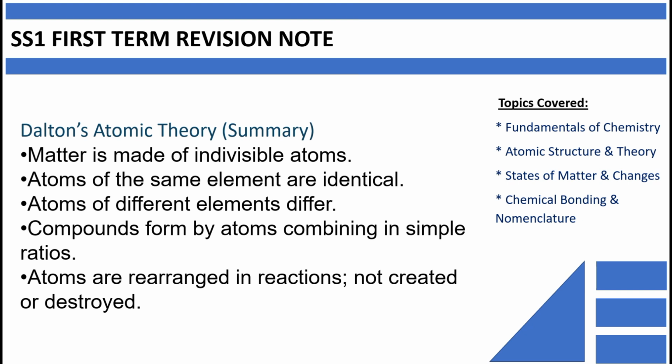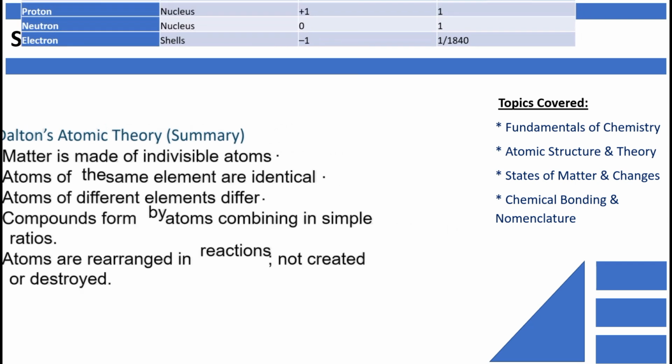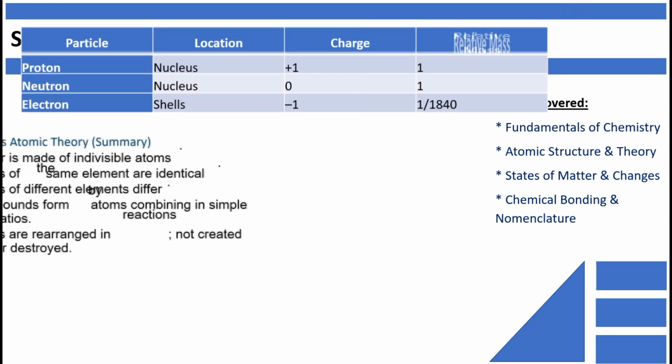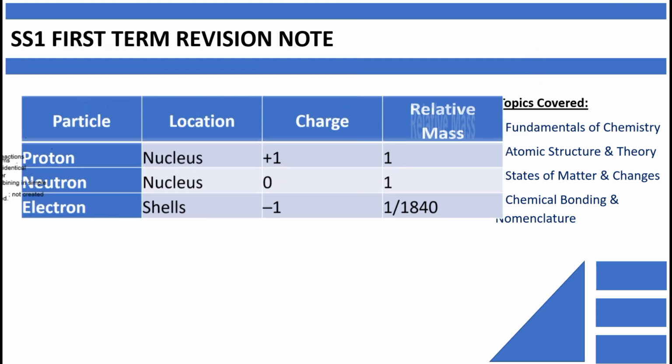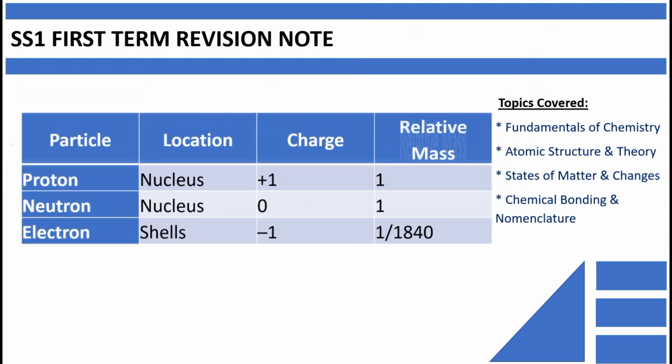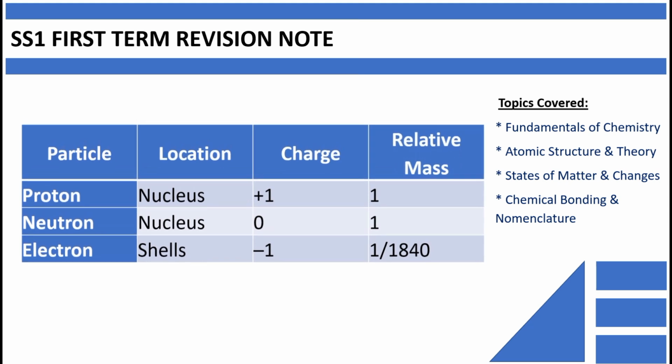Mind you, this theory is no longer held strongly in chemistry because we have discovered some things about atoms. Something like, we know there are subparticles of atoms like protons, neutrons, and electrons. We know that protons are found in the nucleus, just like neutrons are found in the nucleus of an atom. But the electrons are revolving around the nucleus, which we can call shell, orbit, or found in the orbital.